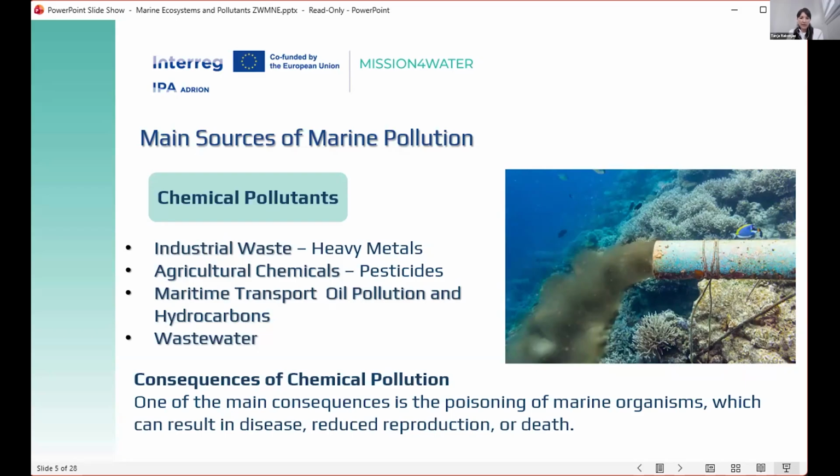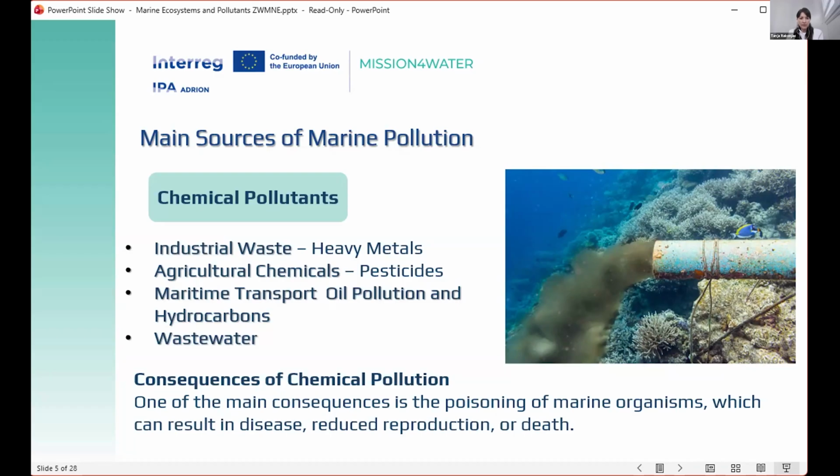Heavy metals such as mercury, lead, and cadmium enter the sea mainly from industrial facilities, mining operations, and wastewater discharges. These substances are highly toxic and can cause damage to the nervous system, organs, and reproductive functions of marine organisms. The second one is agricultural chemicals, for example, pesticides. Agricultural chemicals are a significant source of marine contamination. As I said, pesticides, herbicides, fertilizers, and other chemicals from agriculture or the production industry and wastewater reach rivers and seas through surface runoff and waterways.